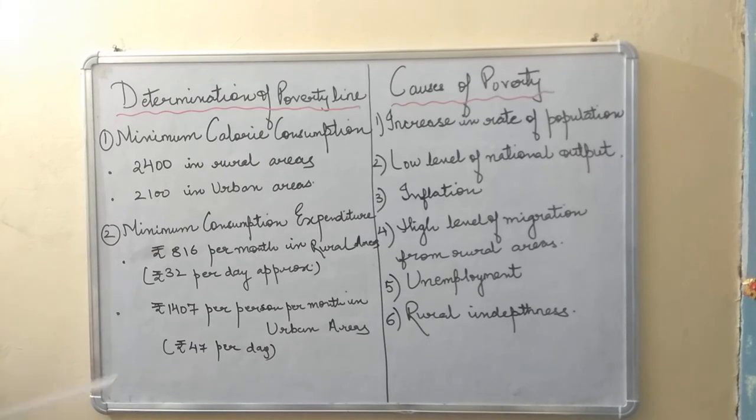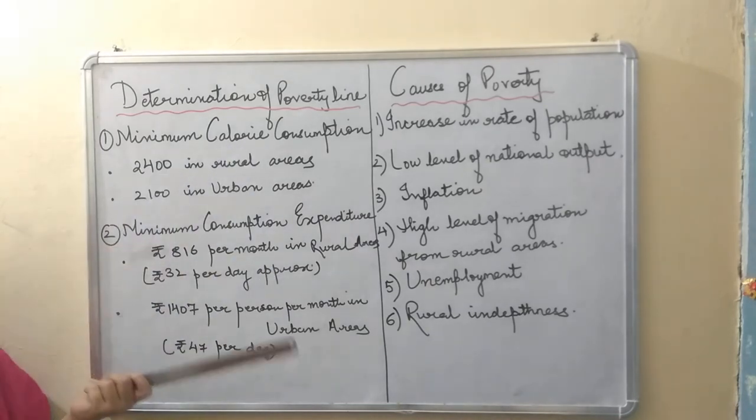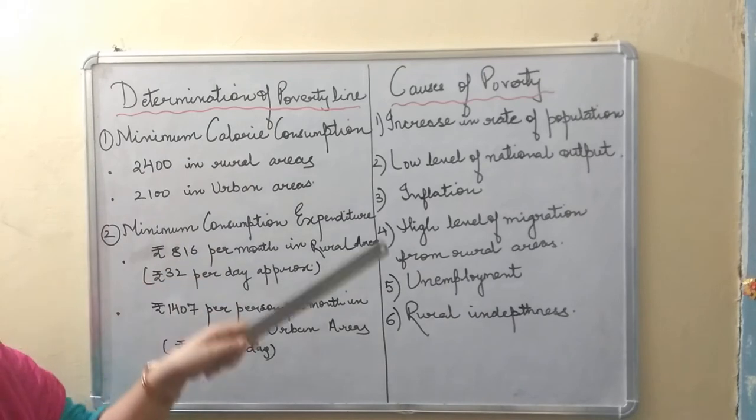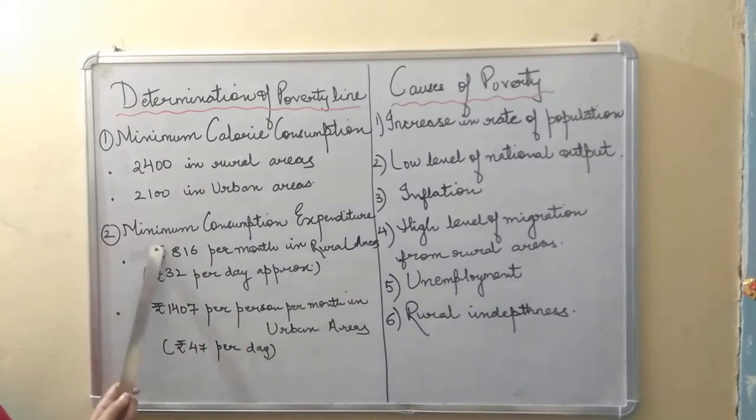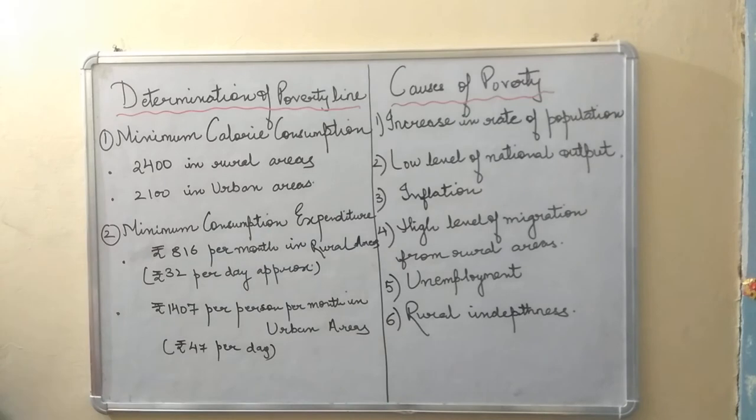So this is how children the poverty line is determined. It's quite easy, two criteria are there, decided by government. First is minimum calorie consumption, second is minimum consumption expenditure. ठीक है, so this is how the poverty line is determined. Now as I said to you, we are going to study another important topic today that is quite easy, causes of poverty.